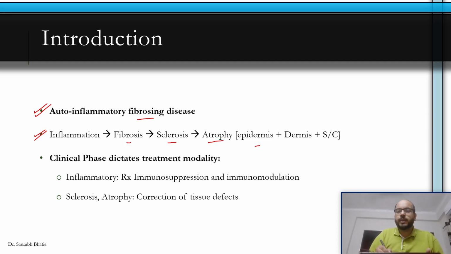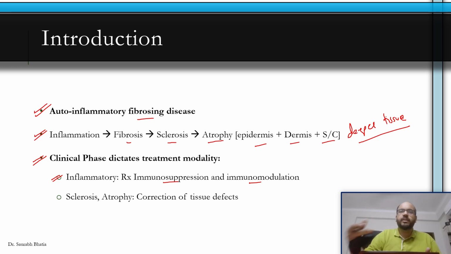So there is atrophy of the epidermis, dermis, and the subcutaneous tissue, which in severe forms can also affect deeper tissues like fascia, muscles, and in fact even bone. Now, the clinical phase dictates treatment modality. If it's in the inflammatory phase or the largely inflammatory phase, the treatment remains immunosuppression and immunomodulation using different kinds of steroids or non-steroidal drugs.